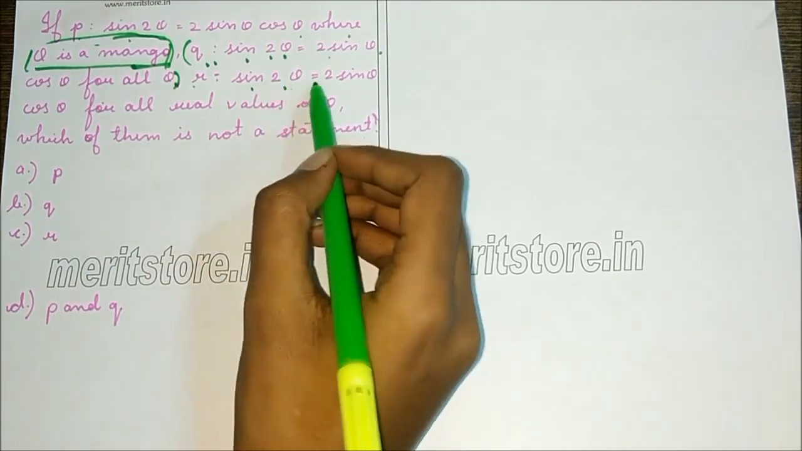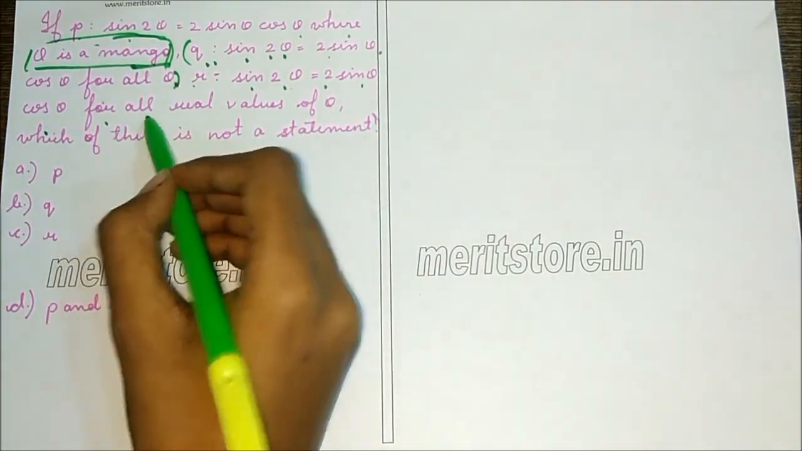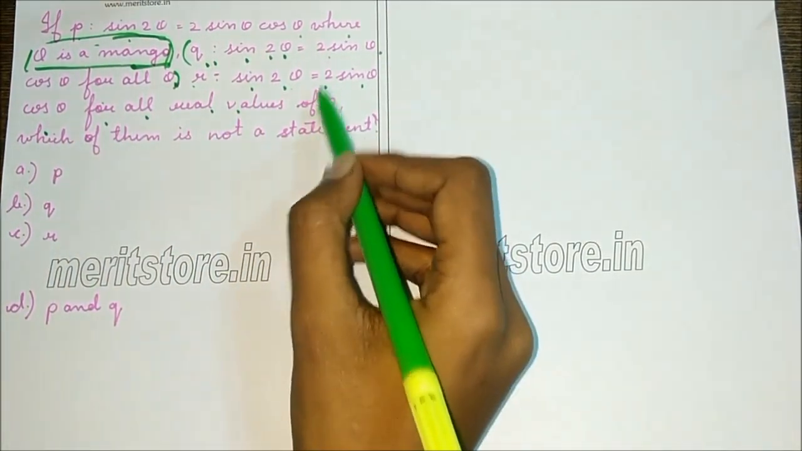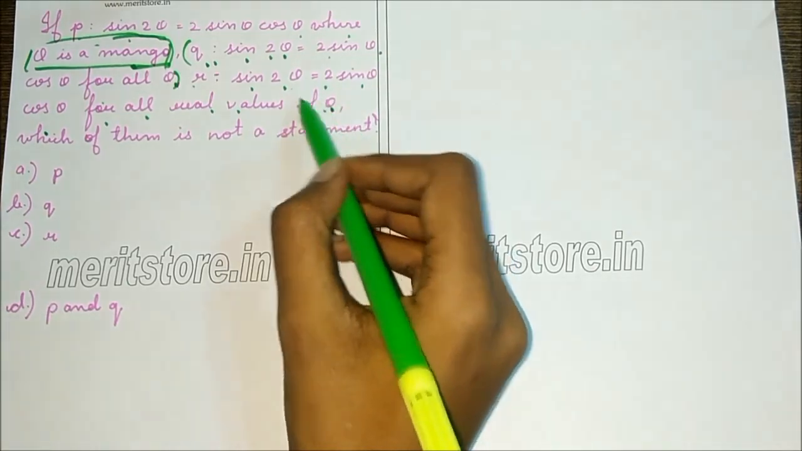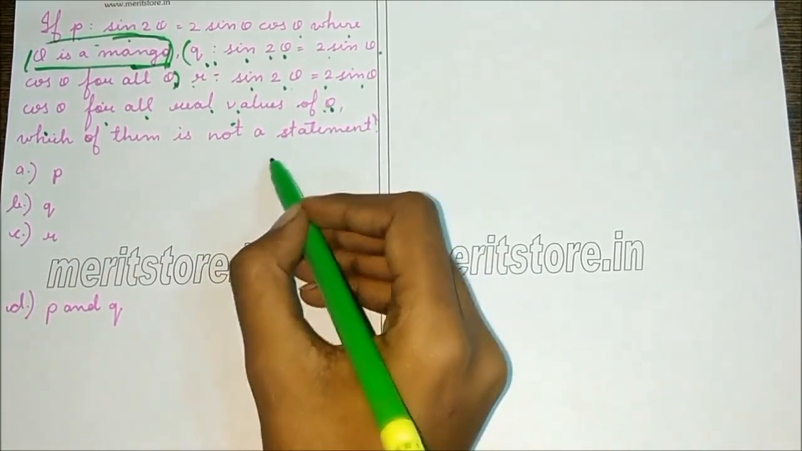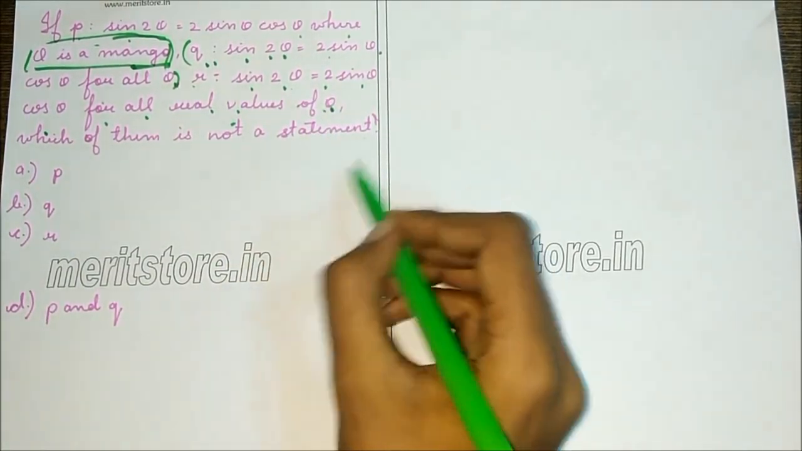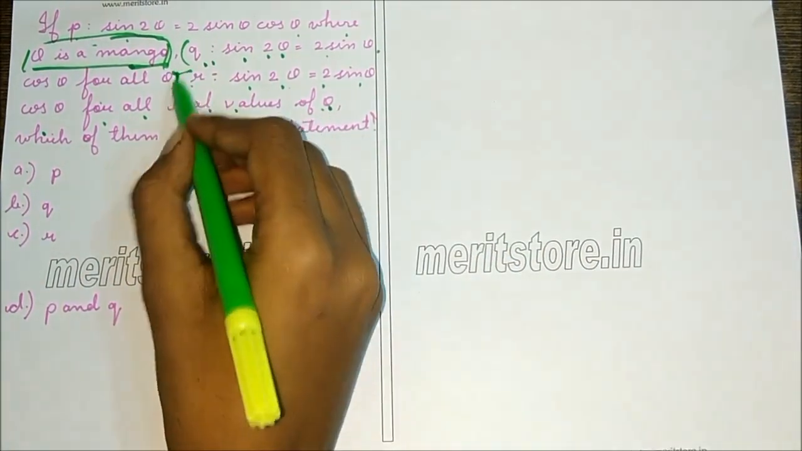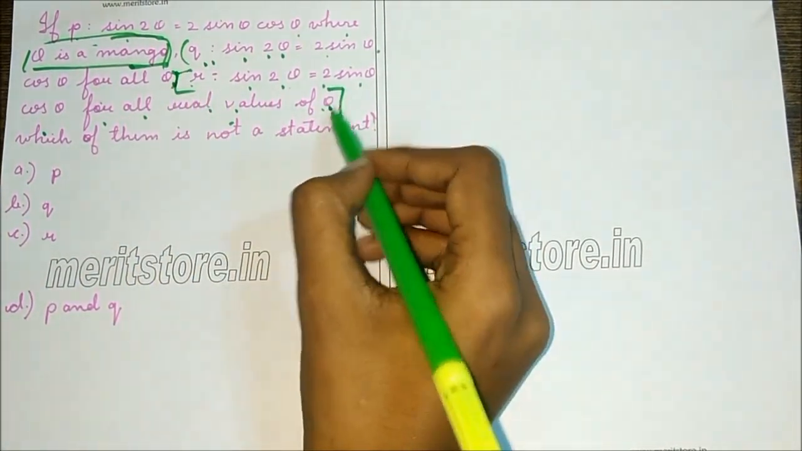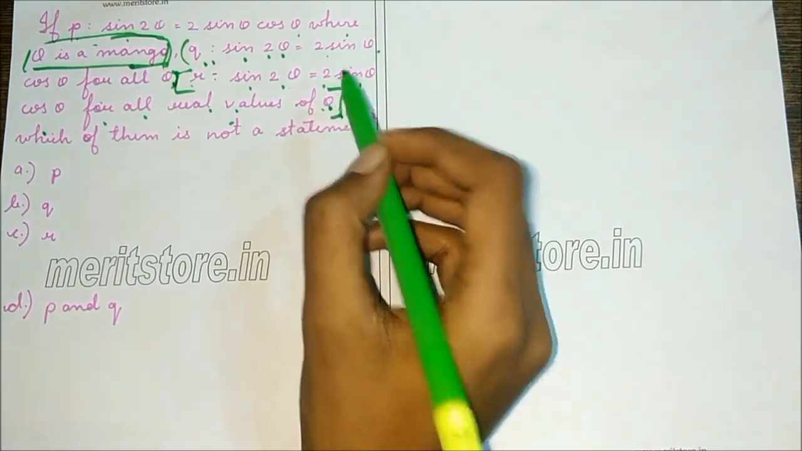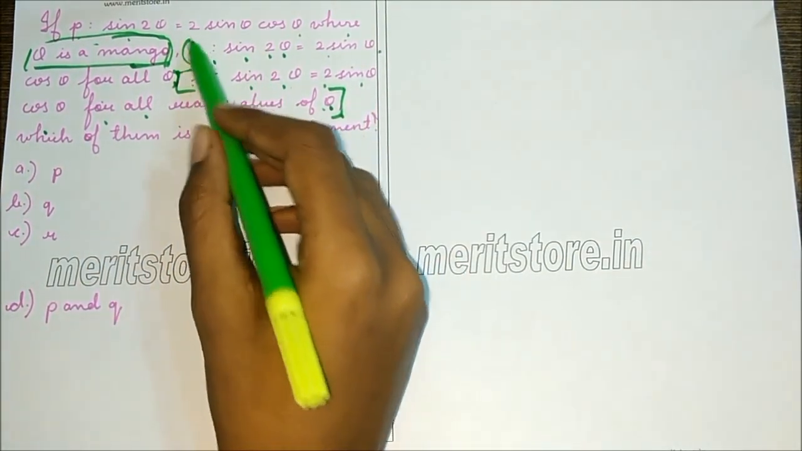R is sin 2 theta equals 2 sin theta cos theta for all real values of theta. So they have specified a domain for the value of theta, which is a real value, that is, it can be negative, positive or 0. So this can be considered a statement since they have specified the range of theta. So let's now check Q.